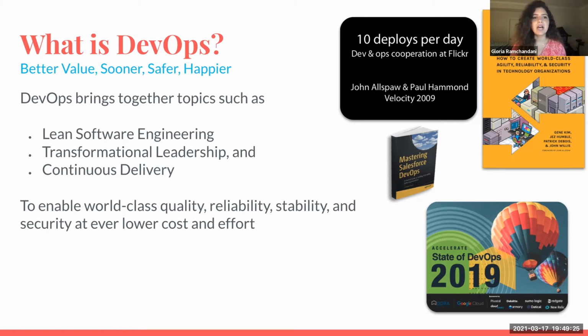It brings together topics such as lean software engineering, transformational leadership, and continuous delivery. And the goal of DevOps is really to deliver apps and software that you build on the Salesforce platform with high quality, reliability, security, and stability, all at a lower cost and effort. Now, let's dive right into our top 5 principles.